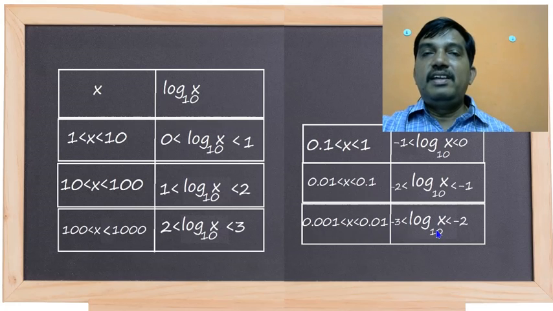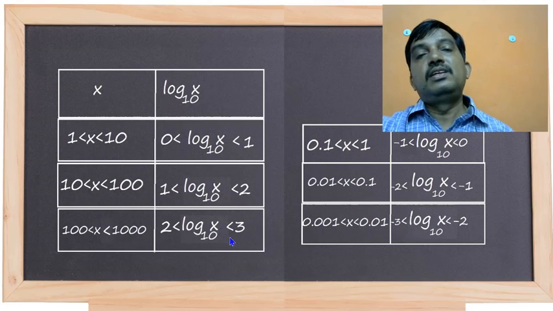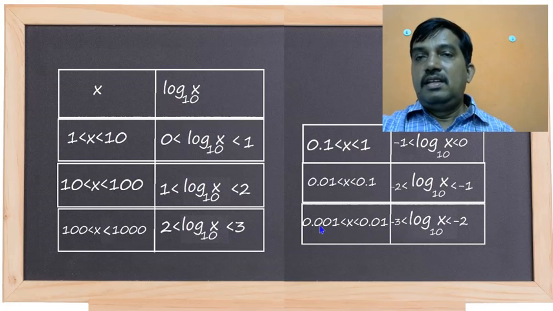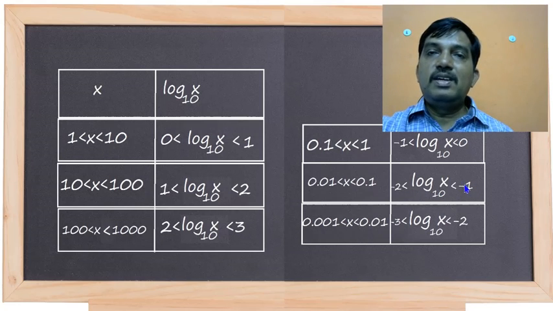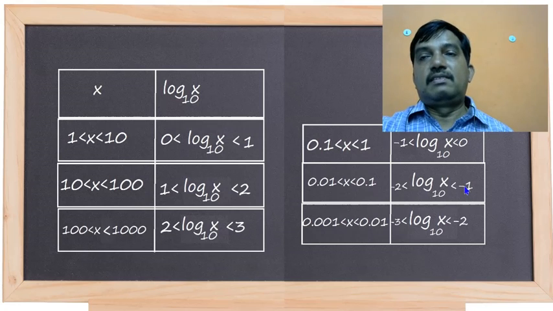For example, if I take the logarithm of 999, you can observe that 999 lies between 100 to 1000, and log of 999 lies between 2 to 3, and it is 2 point something. Okay, and that something can be found by using the logarithm table. And here if we take the logarithm of 0.035, 0.035 is greater than 0.01 and less than 0.1, and that's why it lies between minus 2 to minus 1. And like this, it is possible to guess in which interval log x lies.